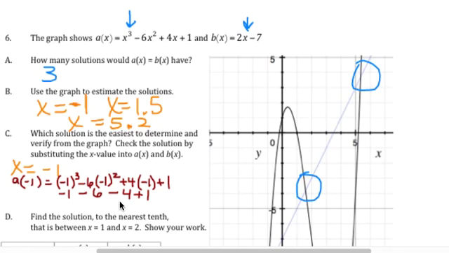Now that would be okay to calculate in your calculator, a -1, -6, -4, +1, or you can do it in your head. Tell me what you get. -10. Okay. So when x is -1, y is -10.